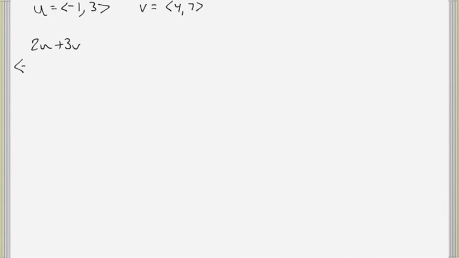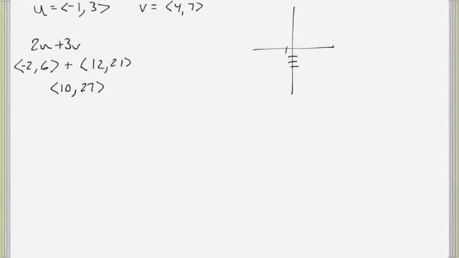2u, I would take the u vector and double each component. 3v, triple each component of the v vector. And then to add them, add component-wise. What this is doing pictorially, and I would not draw this, is taking this u vector, -1, 3, and multiplying by 2. Multiplying by 2 only changes the magnitude, it does not change the direction. So it's taking how long this thing was and doubling it.